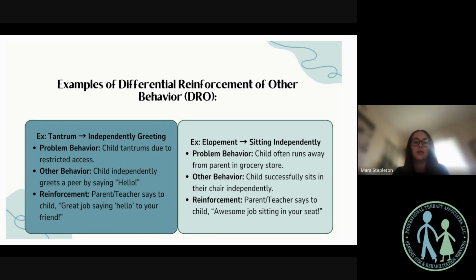Another example would be elopement, and the other behavior would be sitting independently. Problem behavior, a child runs away from parent in a grocery store. Other behavior, child successfully sits in their chair independently. And reinforcement would be parent or teacher says to child, "Awesome job sitting in your seat."